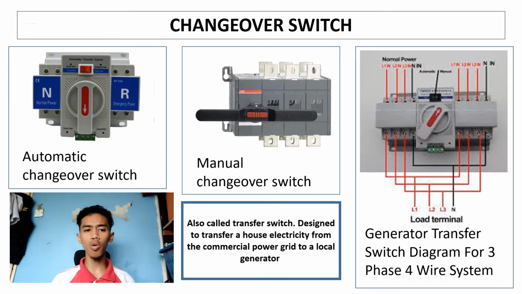Now, the types of changeover switch. There are a dozen different types of changeover switch. Most fall into one of two categories, automatic and manual. With an automatic changeover switch, the home power is automatically switched over during an outage, eliminating the need for manual switching. But with a manual changeover switch, the homeowner must flip the switch to move the power draw from the commercial grid to the generator.